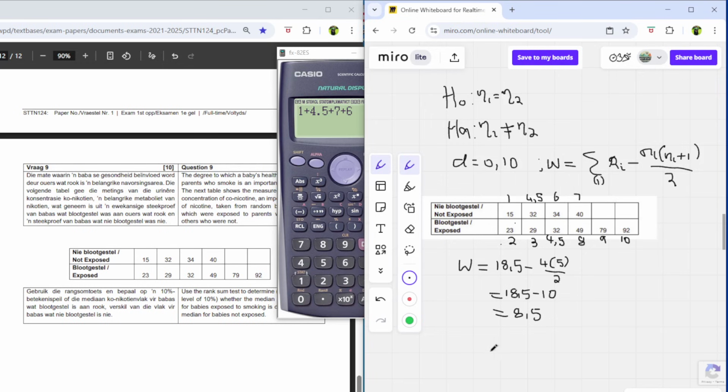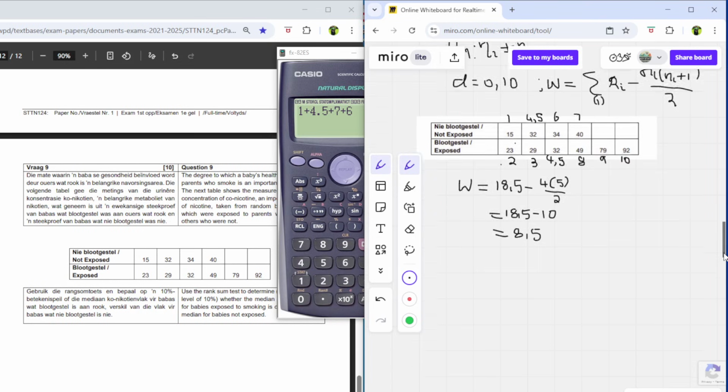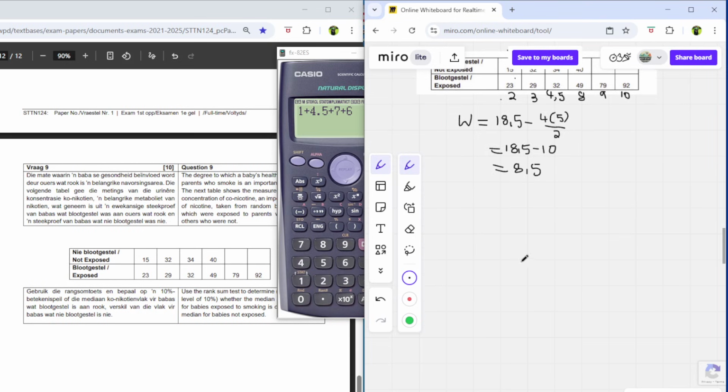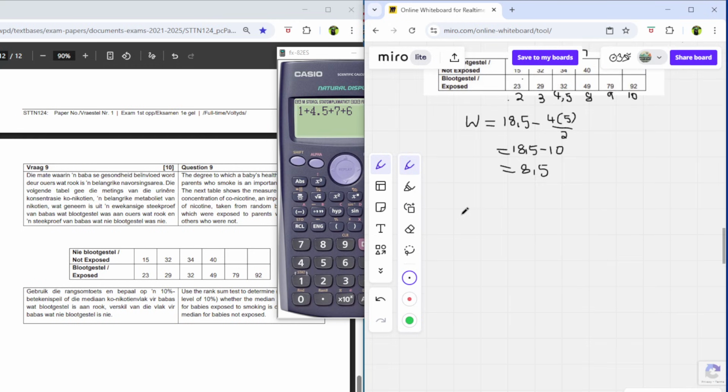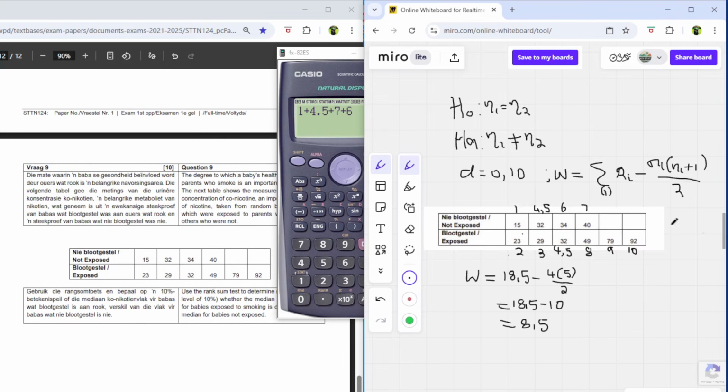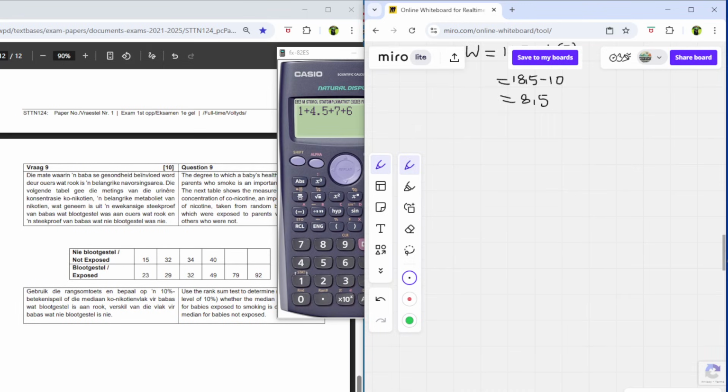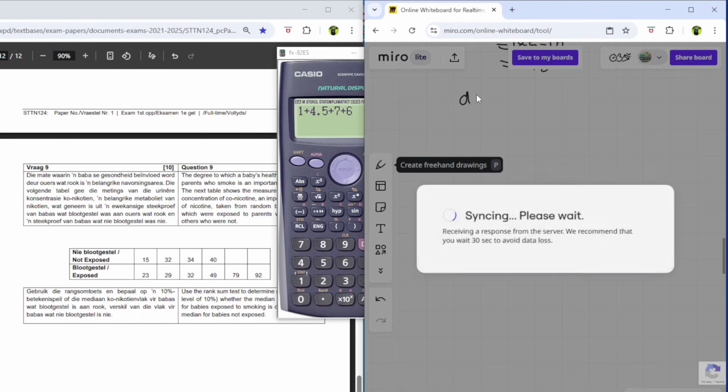we have to calculate our critical values. To calculate the critical values, because it's a two-sided hypothesis, as you see here, our alpha needs to be divided by 2. That is the protocol. So we're going to firstly divide our alpha by 2.